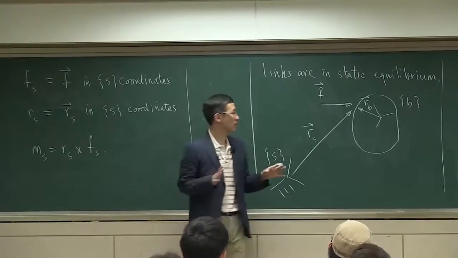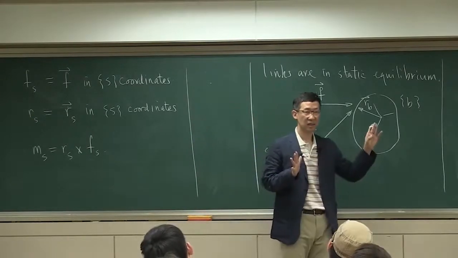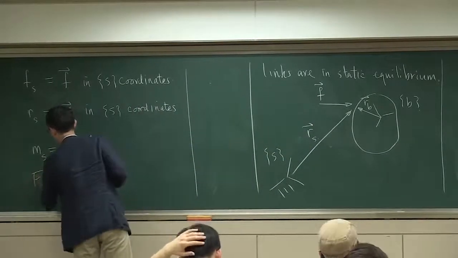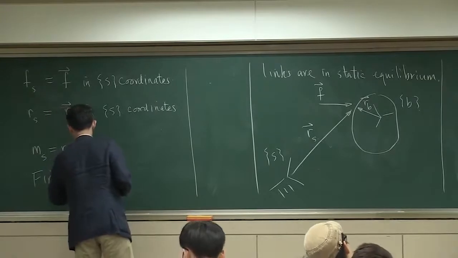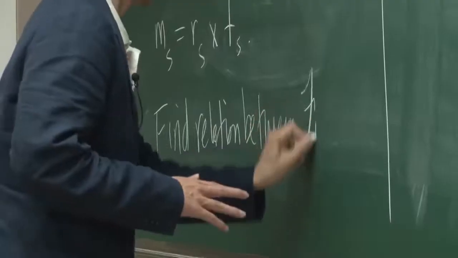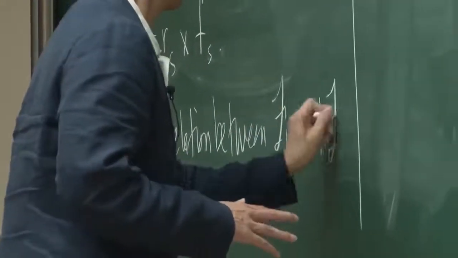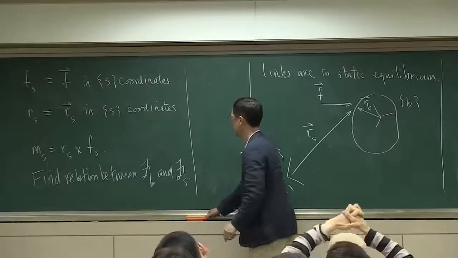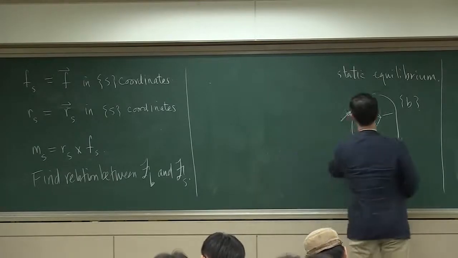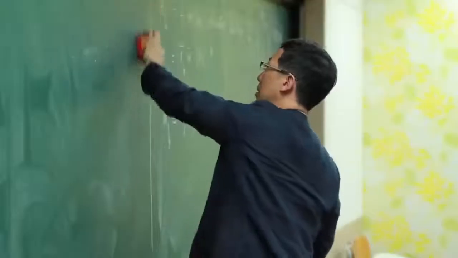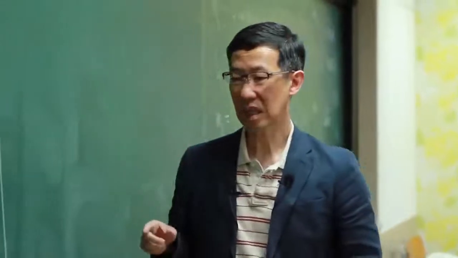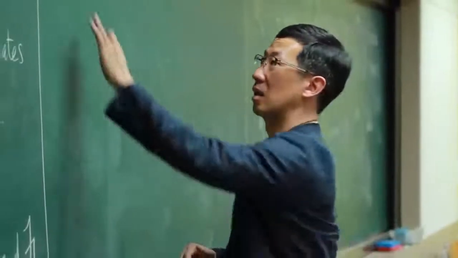Here's what we're going to do. We're going to find a formula that relates f sub b with f sub s. Find a relation between f sub b and f sub s. Now, you have all the tools to figure this out. It's just a calculation.